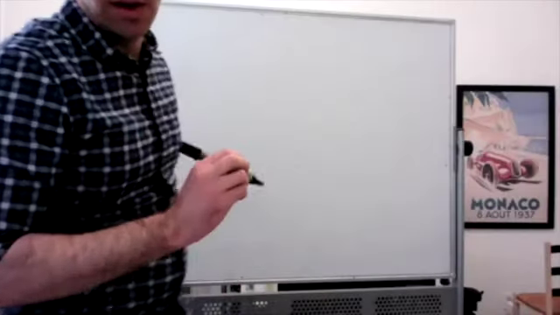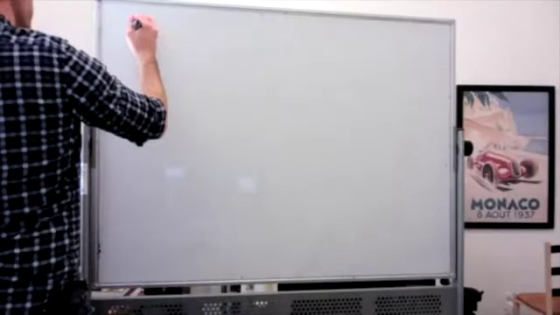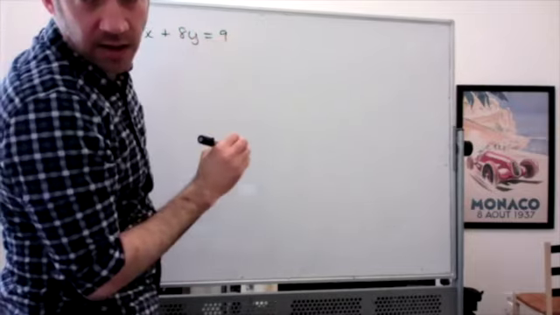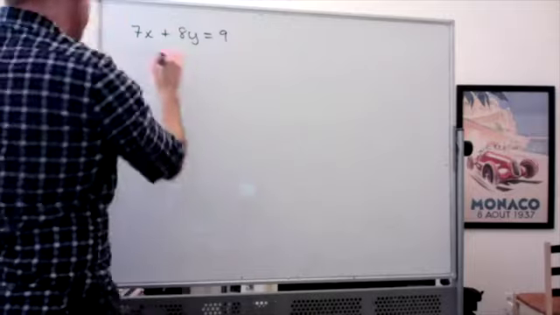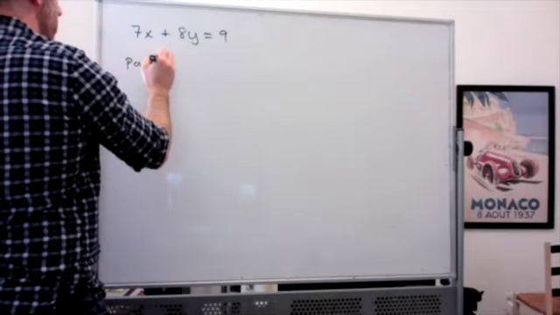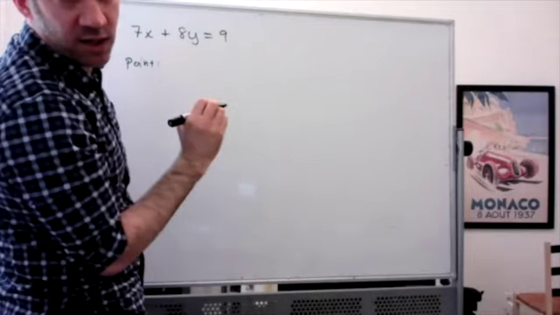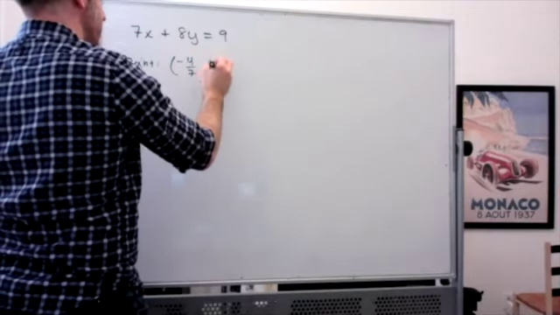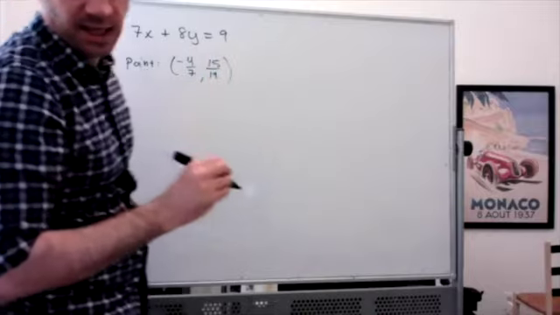Maybe one example. So let's say we have a line 7x plus 8y equal to 9, and it passes through the point negative 4 7ths, comma 15 19ths. That is not the nicest point ever.